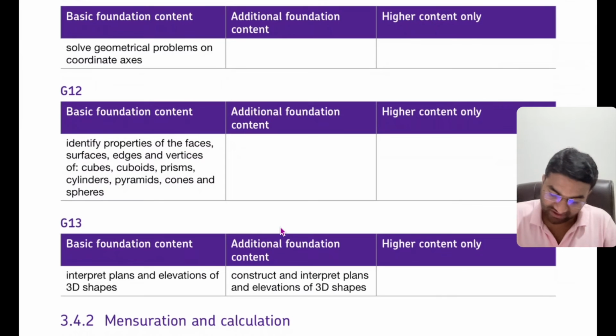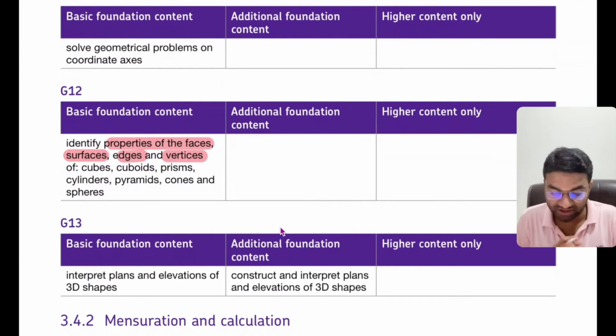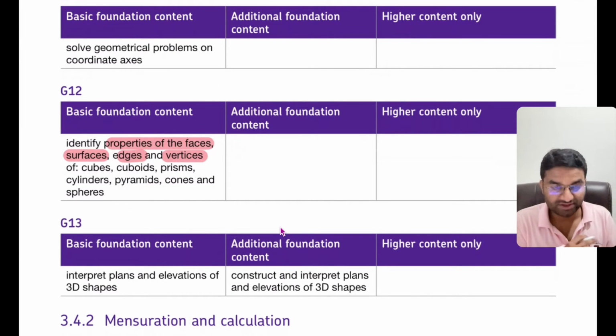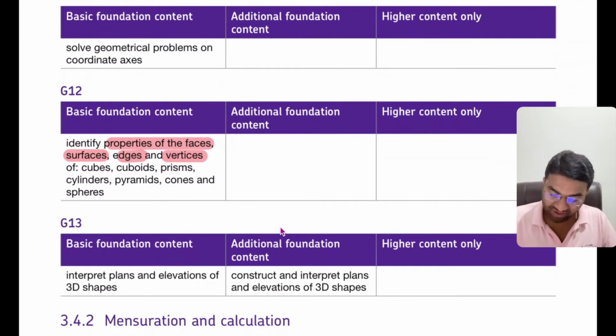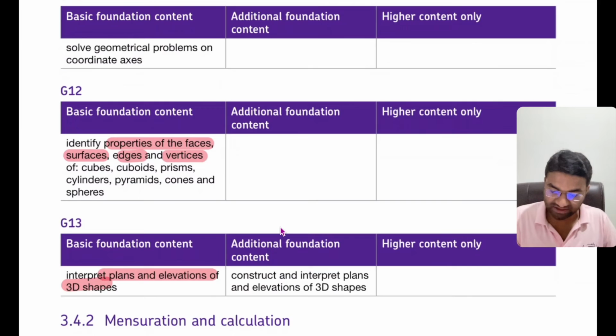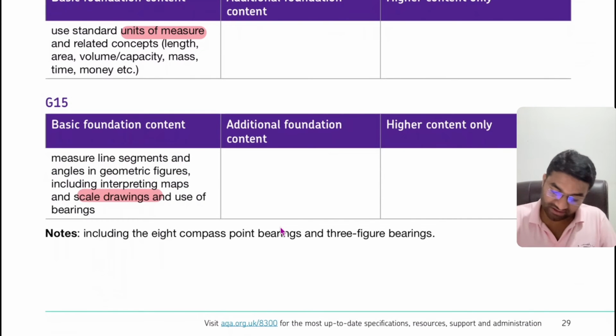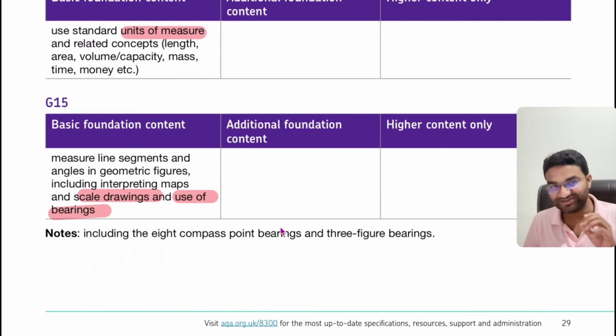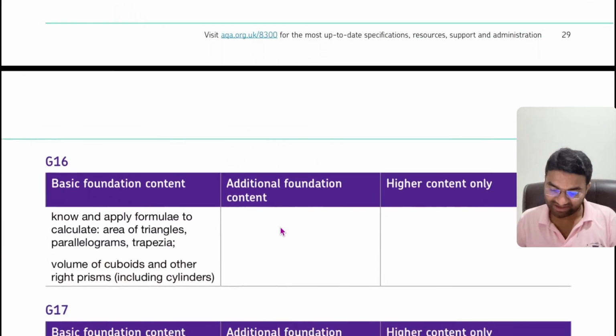Fine, the properties of faces, surface, edges, vertices, the cube, cuboid, prism, cylinder, pyramid, cone and sphere. Okay, we have to interpret them, understand their properties. Okay, apply these properties to solve the examples. Fine, then plans and elevations of 3D shapes, construct and interpret them. Then next, scale drawing and use of bearing concept is also there. Bearing, it's one of the interesting topics.